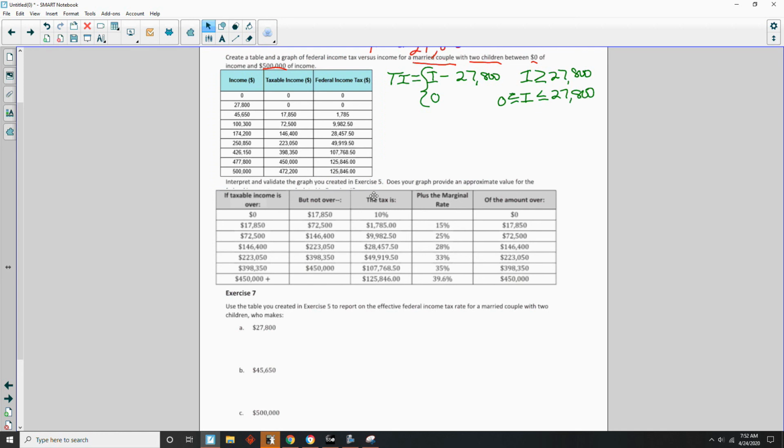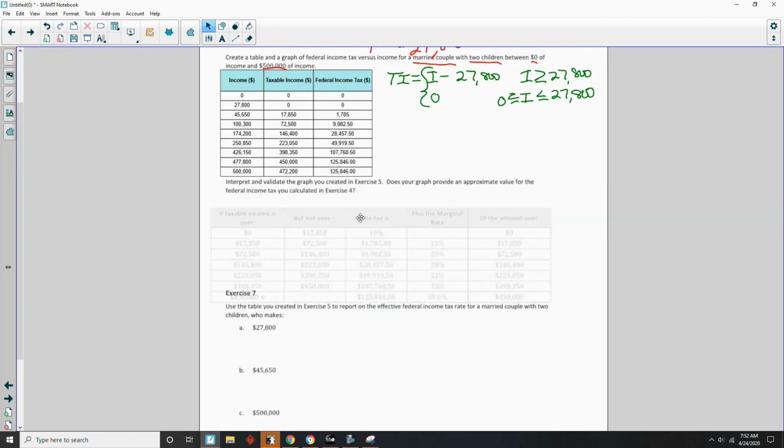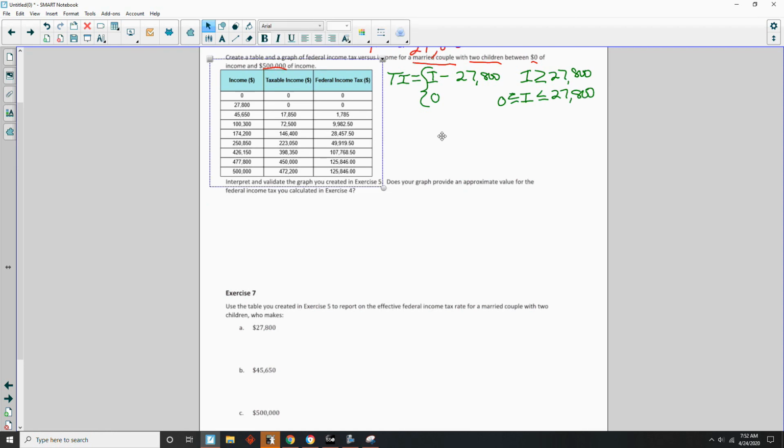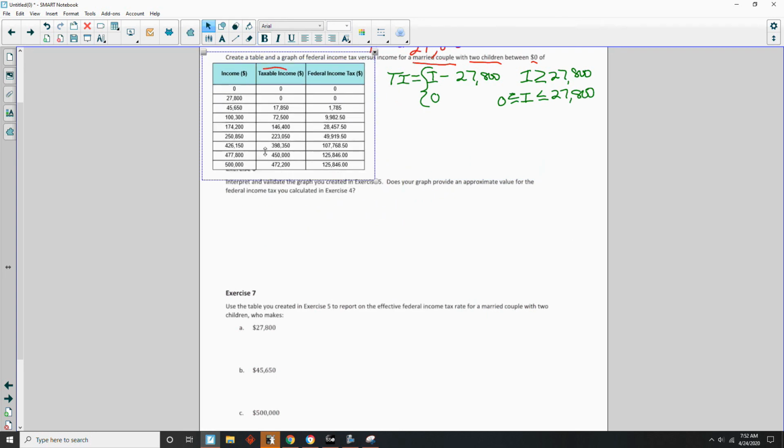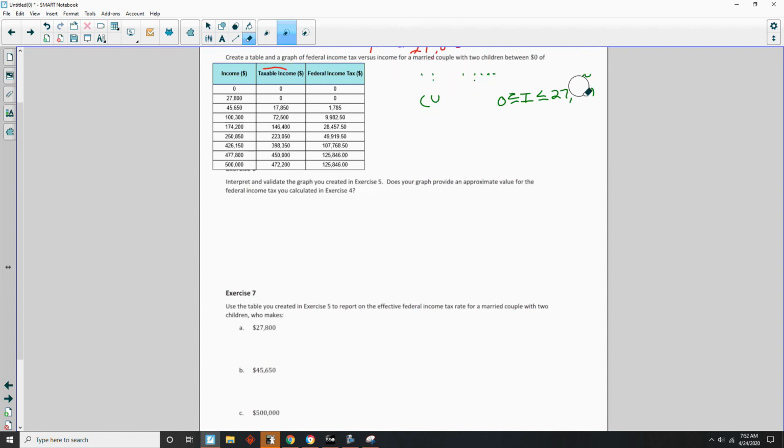So now it says, let me get this out of here. Interpret, so if I move this table here, this is now exercise 6. It's just covering it up. Exercise 6 says, interpret and validate the graph you created in exercise 5. So we need to do a graph as well. Okay, so create a table and a graph. I'm just going to bring in the graph because it's really hard to graph these large numbers. So let me get this out of the way here and I'll drop a graph in.